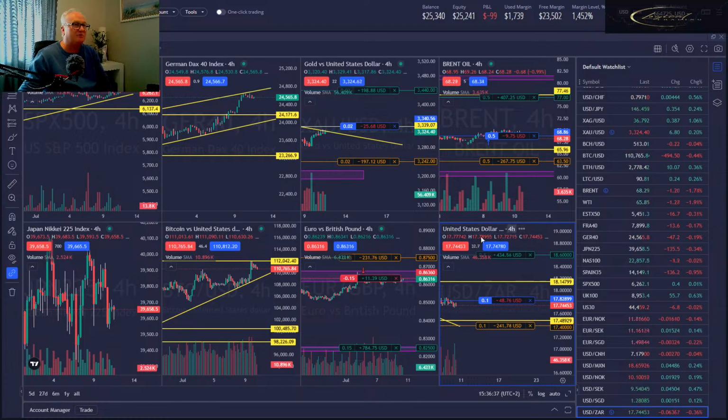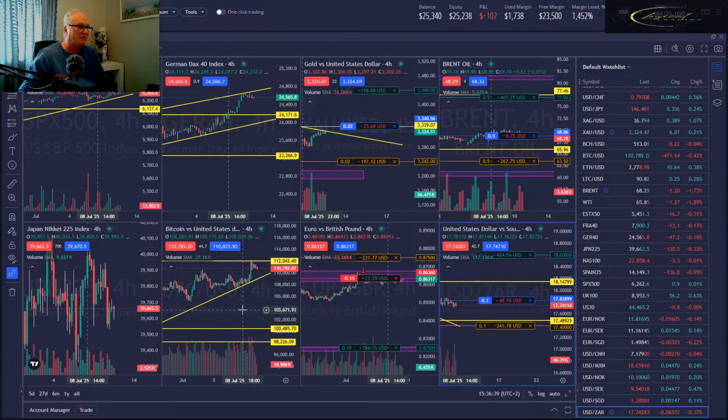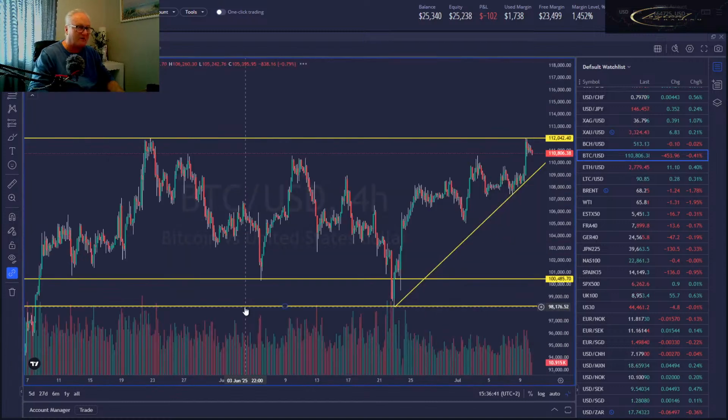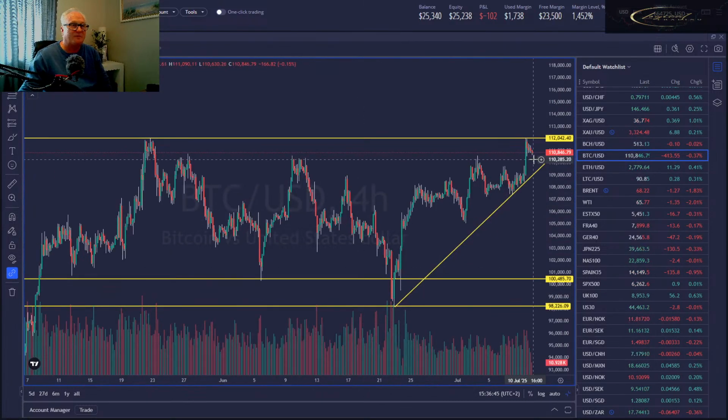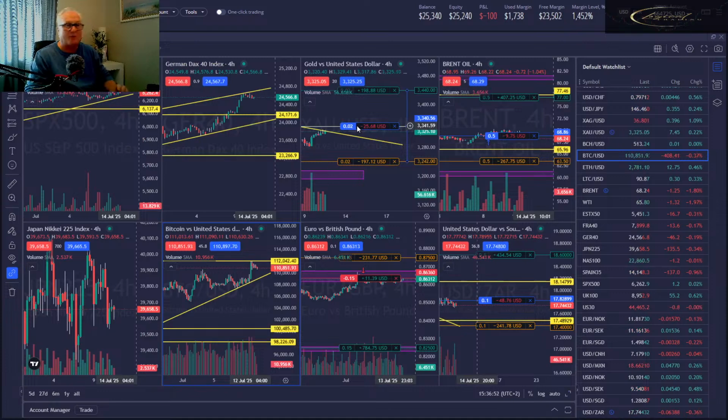BTI reached a 52-week high. Where's BTI again? Okay, let's just go and have a look at it. It does seem to be coming down again. It did reach its double top. It reached its high, and it does seem to be coming down again. So Bitcoin seems to be dropping off a little bit.